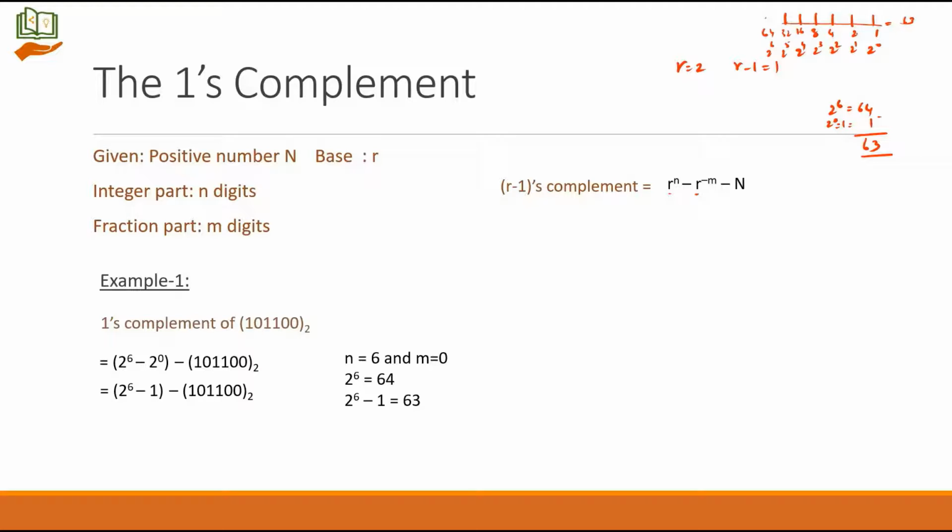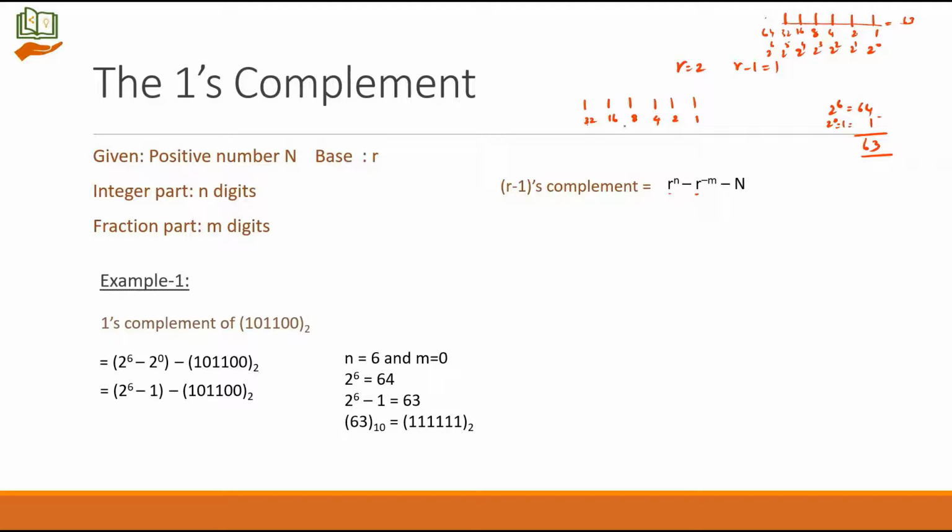So 2 power 6 is 64. 2 power 6 minus 1 is 63. 63 can be represented in binary as 6 numbers of 1s. So understand we have 6 number of 1s. This is going to be 2 power 0 is 1, 2 power 1 is 2, 2 power 2 is 4, 2 power 3 is 8, 2 power 4 is 16, 2 power 5 is 32. 32 plus 16 is 48. 48 plus 8 is 56. 56 plus 4 is 60. 60 plus 2 is 62. 62 plus 1 is 63.